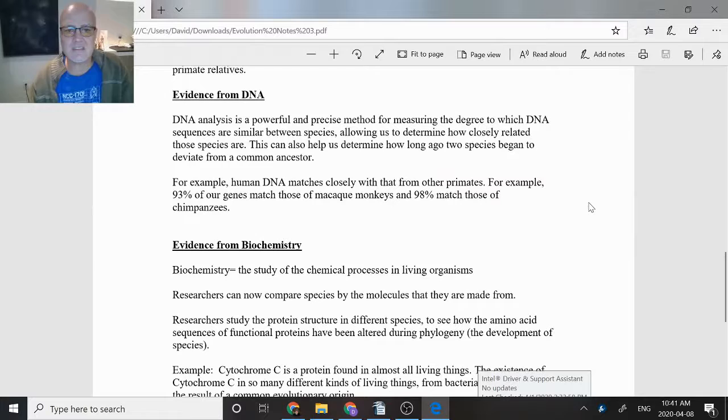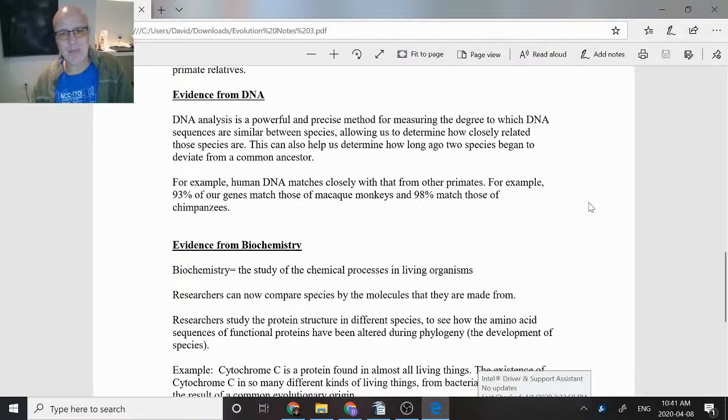Next bit of evidence is, of course, evidence from DNA. That's probably the gold standard for today. So what we do is we basically match up DNA. Humans are 98% chimp, but I'm going to tell you, it's the 2% that makes a huge difference.